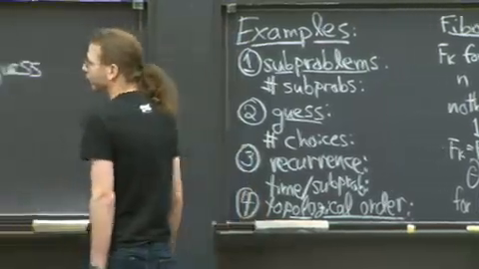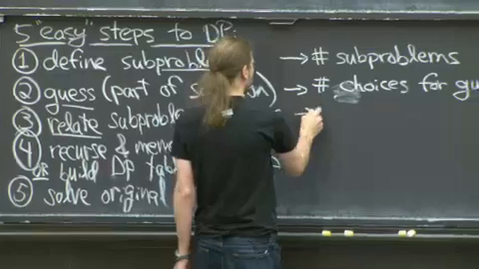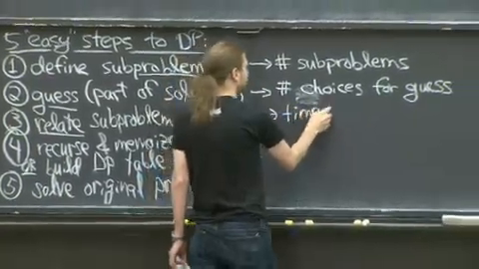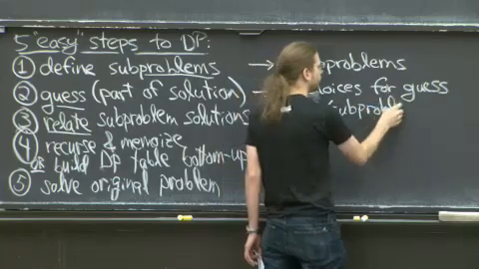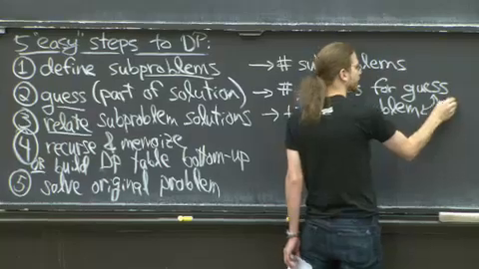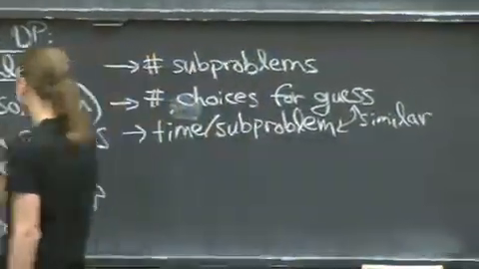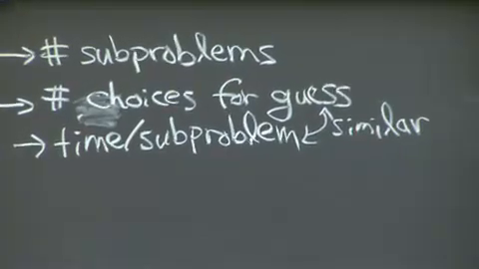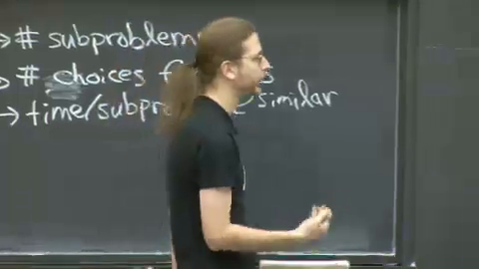OK, step 4. Let's see. So here we evaluate the time per subproblem. Once you have the recurrence, that becomes clear. You want to make sure that's polynomial. Often these are the same. And then we either recursive memoize or build a DP table. I'm not going to write those. We did it for Fibonacci last time. Shortest paths are pretty easy.